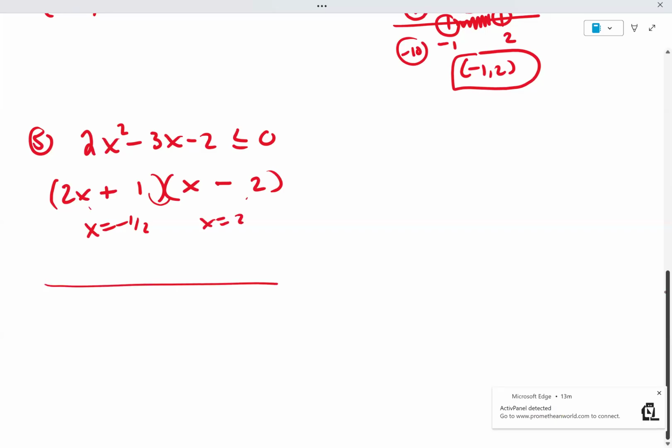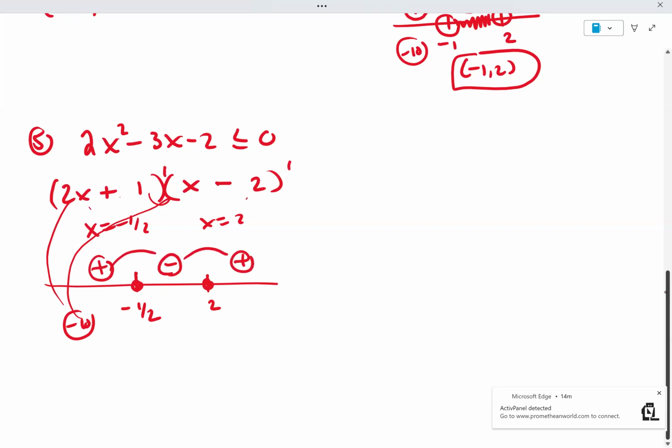You can just set that equal to 0 and you get negative 1/2. So put down negative 1/2, put down 2, closed circle because of the equal to. No denominators here to worry about. If I pick negative 10, I'll put this in for x, and I'll get what? Negative 19 times a negative 12 is a positive. And very simply, I know that these signs will alternate. Where am I less than or equal to 0 is where the number line is negative. So it's a bracket at negative 1/2 to 2 with the bracket.